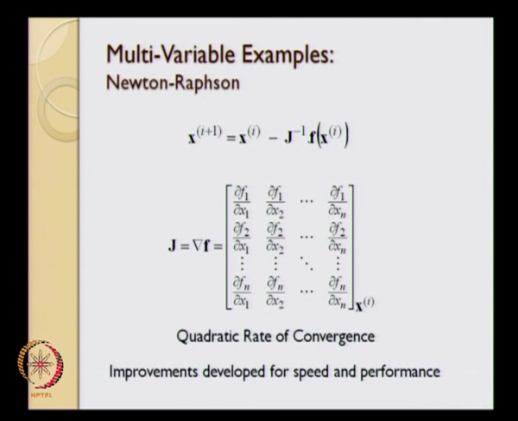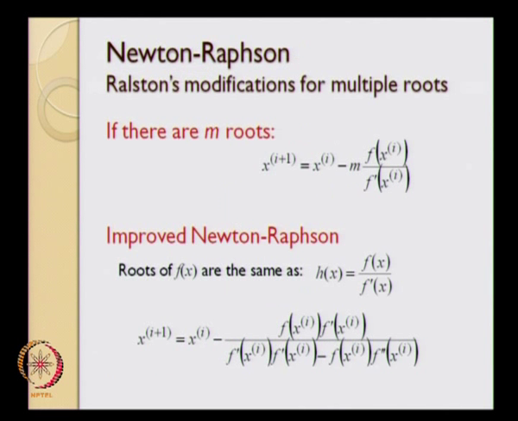Then we looked at certain improvements that have been developed to improve the speed of convergence or the stability of the Newton-Raphson's method. Okay, so the Ralston's modification, which we considered in this lecture also: if there are m roots, then instead of having x i plus 1 equal to x i minus f divided by f dash, we multiply this with a factor m.